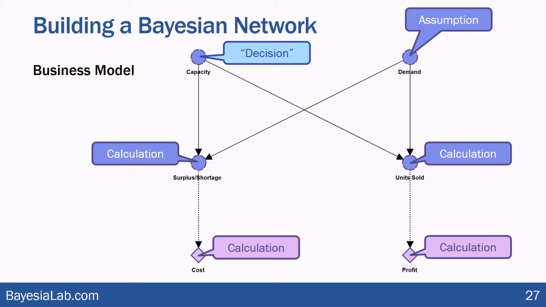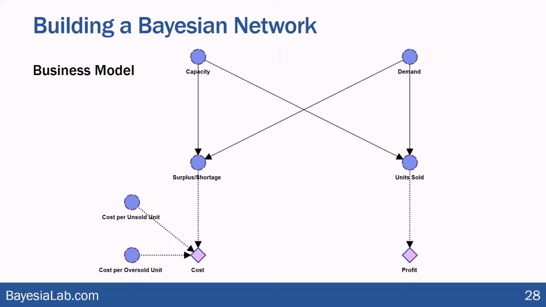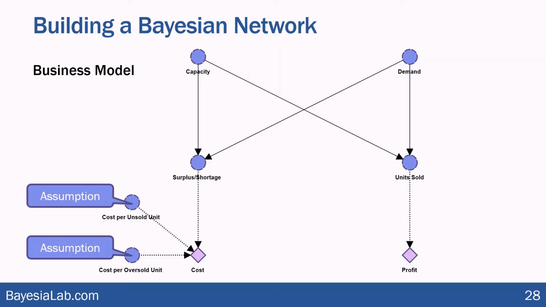And then cost and profit, they too are calculations. Now we want to make this a little bit more interesting in the sense that let's also make assumptions for the cost, because perhaps that is not constant, or perhaps there is some uncertainty. So we can add further parent nodes to cost, such as cost per unsold unit or cost per oversold unit. That's the unfulfilled demand. As you can imagine, we could add more and more parent nodes all over the place, but I'll just leave it at that, at least for cost.